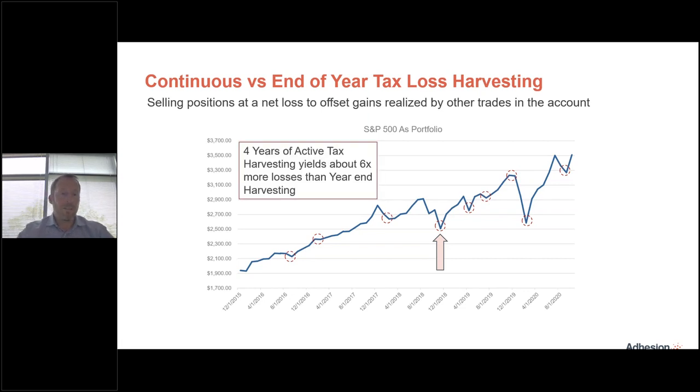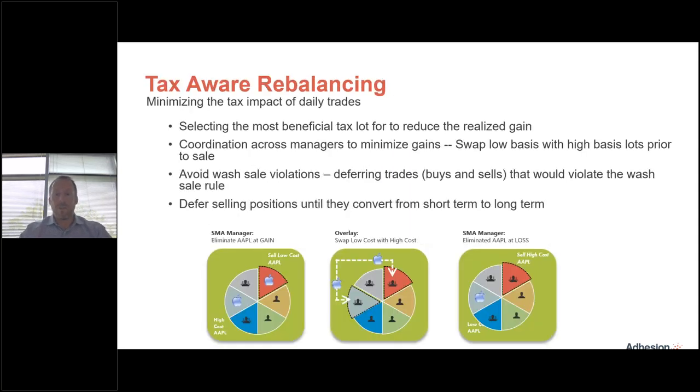So the last tax alpha lever that we have to pull today is tax-aware rebalancing services. What this is, is the minimization of the tax impact of daily trades. And when we say daily trades, we mean withdrawals, adjustments to the portfolio, manager trades, anything that a manager or overlay portfolio manager would be trading the account for on a daily basis. Now, the global view of this overlay manager really shines again here because they have that tax management lens we talked about to view all cost basis and all trades in the account.